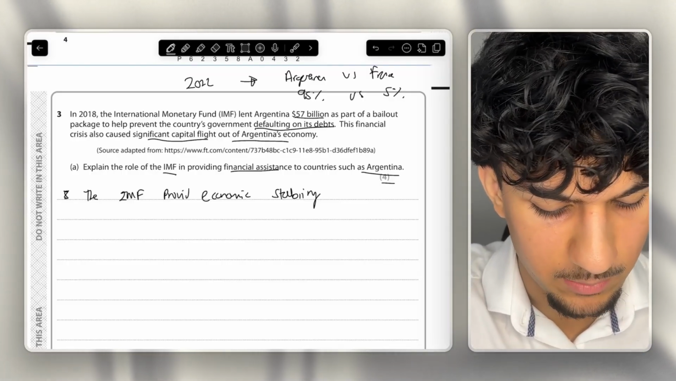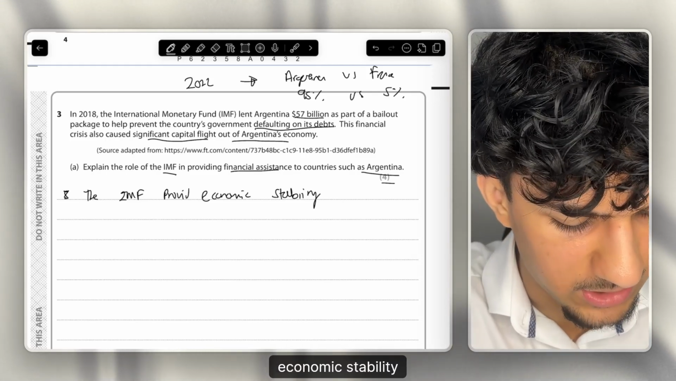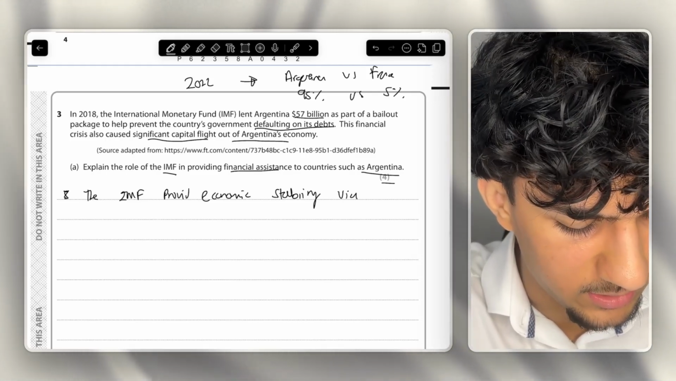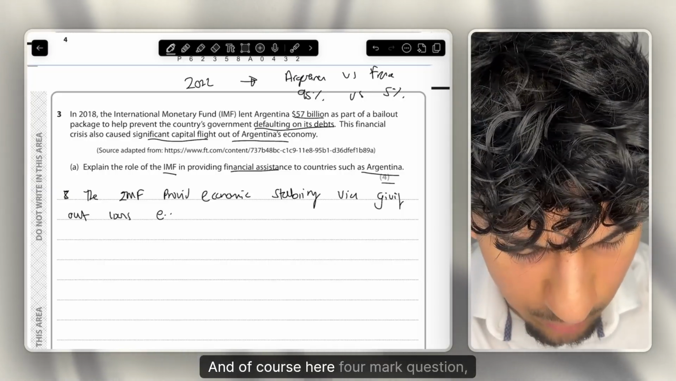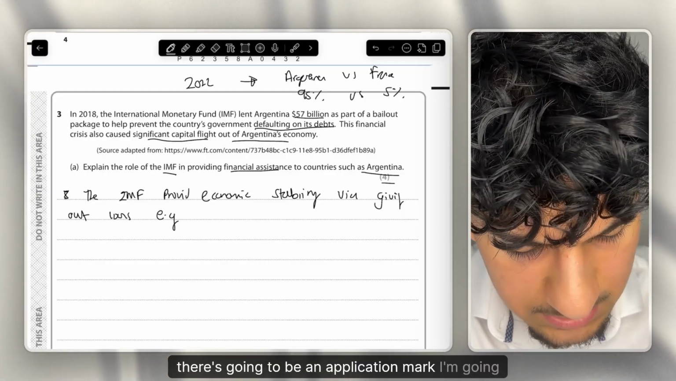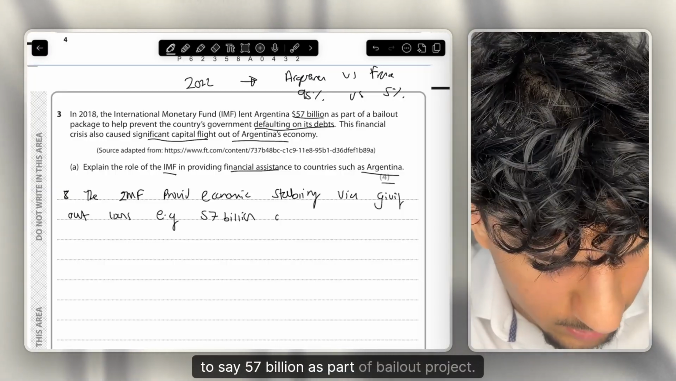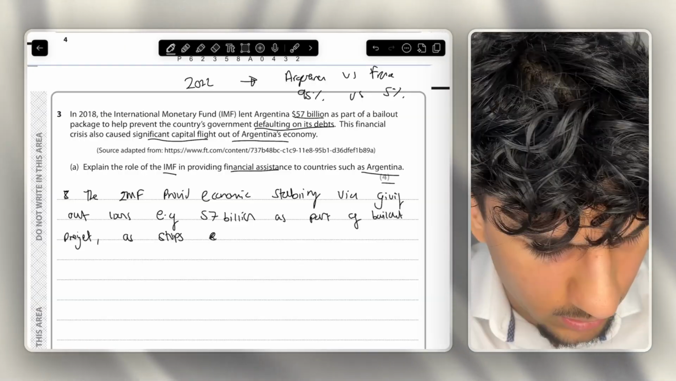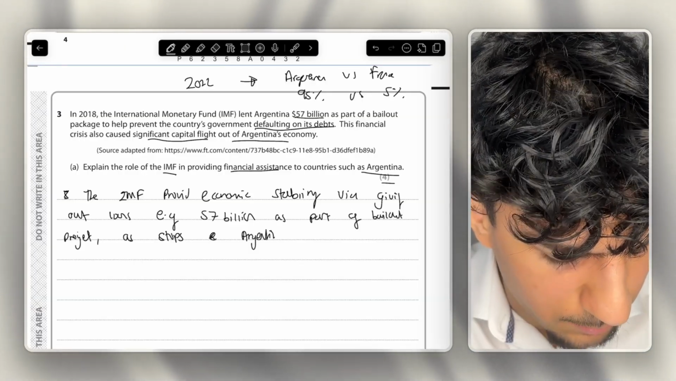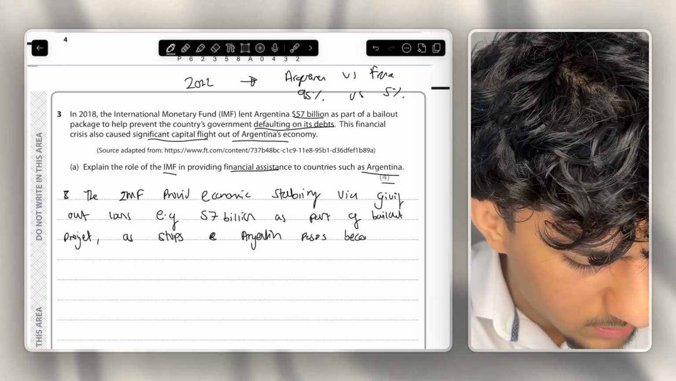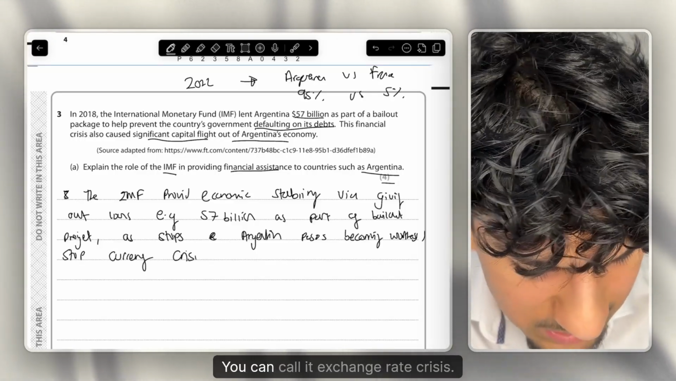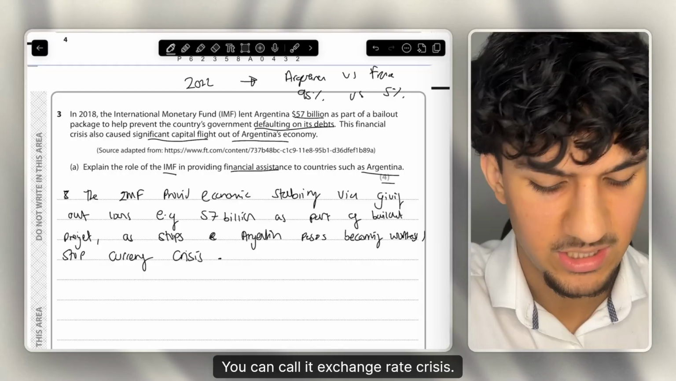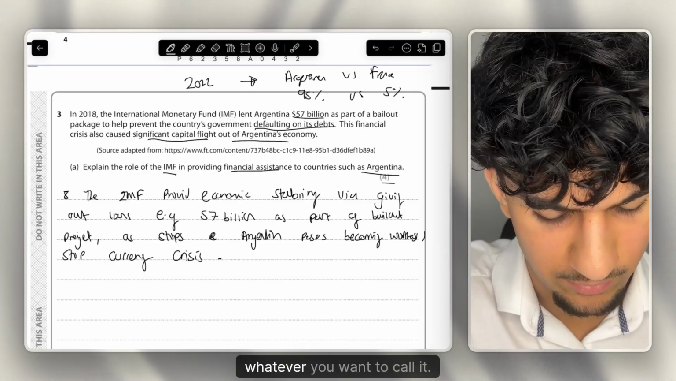So the IMF tries to provide economic stability via giving out loans. And of course here, it's a 4-mark question, so there's going to be an application mark. I'm going to say 57 billion as part of bailout project. Argentinian pesos becoming worthless, stops currency crisis. You can word it in a different way. You can call it exchange rate crisis.